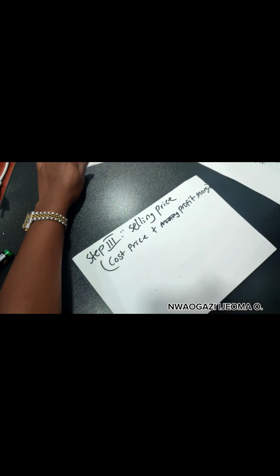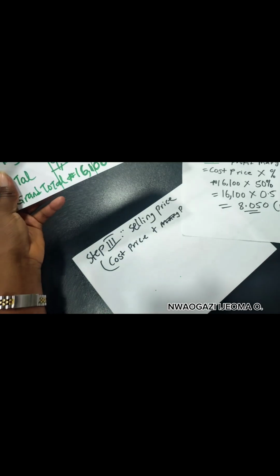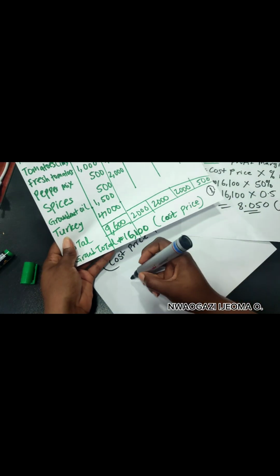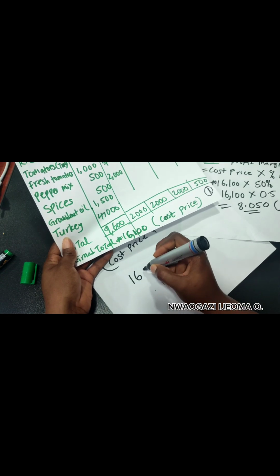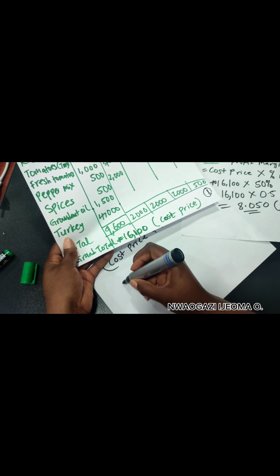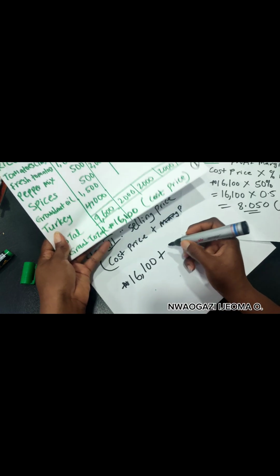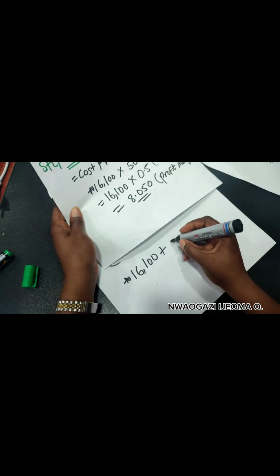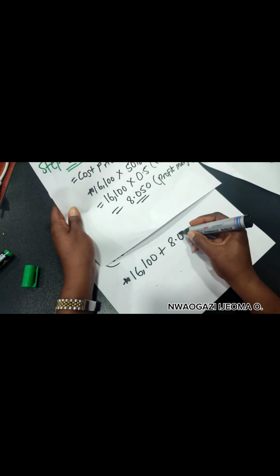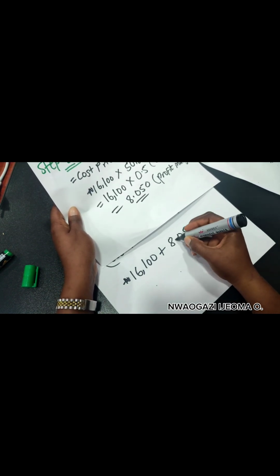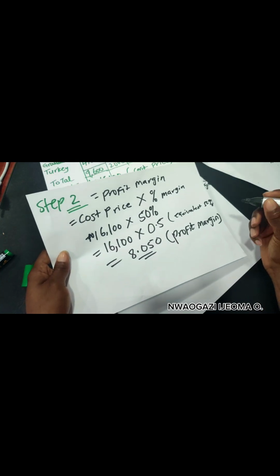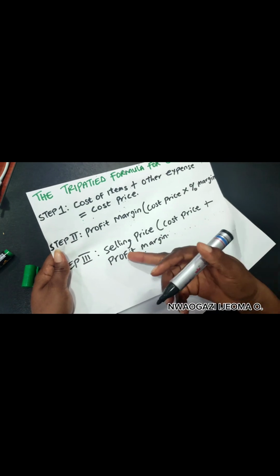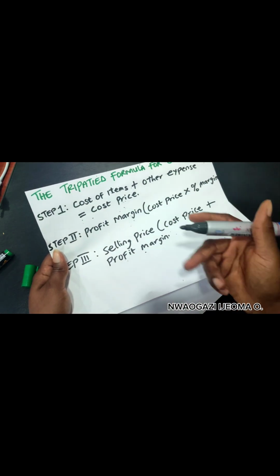And remember, we have gotten our cost price here initially from our first serving. So our cost price was 16,100 naira plus our profit margin. We got our profit margin as 8,050 naira. That's how. Remember, please, this is the most important thing, this formula.